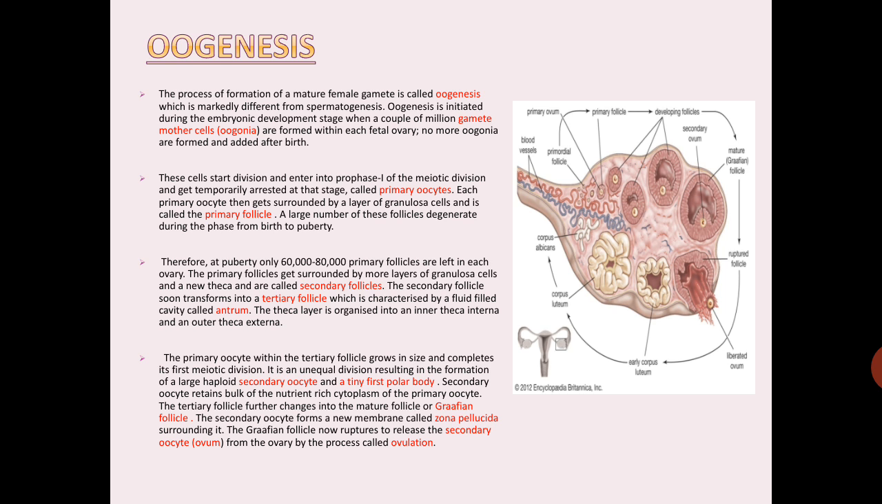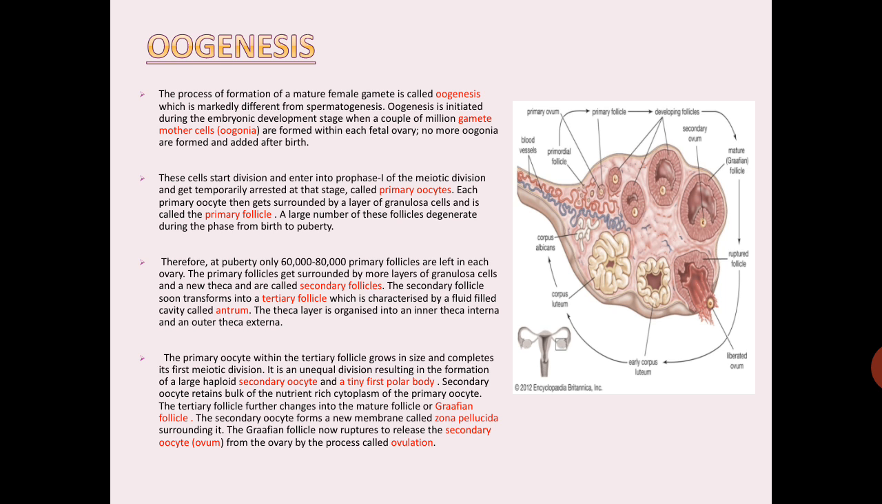The tertiary follicle further changes into the mature follicle or Graafian follicle. It is called the very important Graafian follicle. The secondary oocyte forms a new membrane called zona pellucida surrounding it. The Graafian follicle now ruptures to release the secondary oocyte or the ovum from the ovary by the process of ovulation.